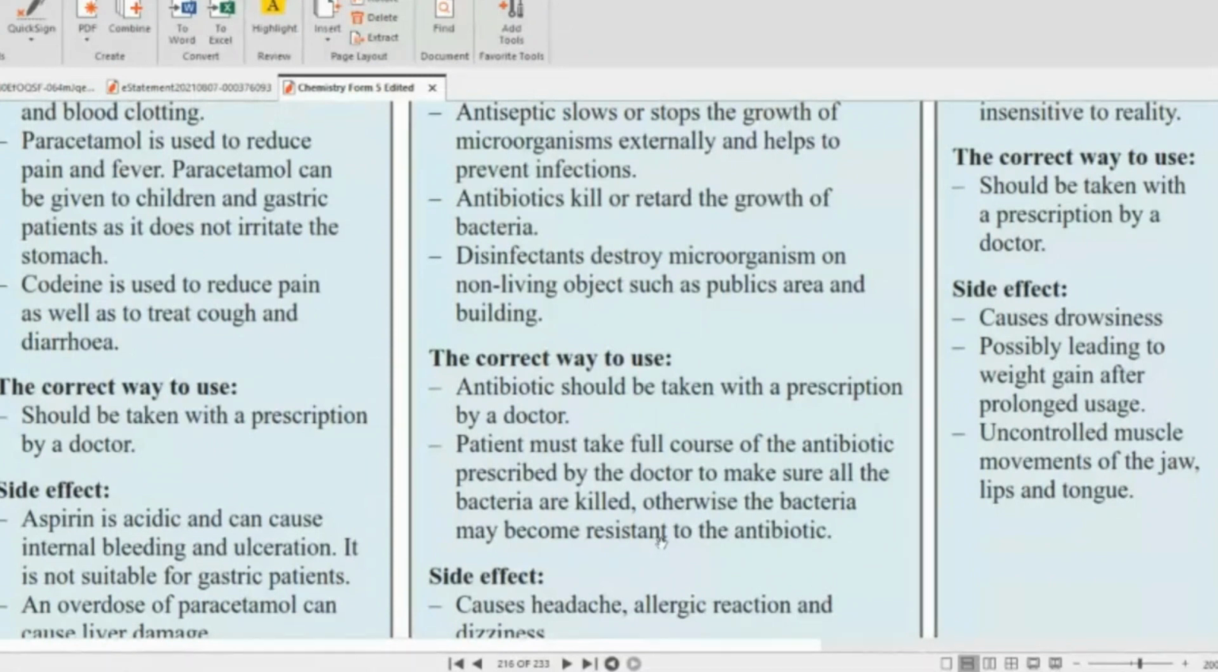Otherwise, if the bacteria become resistant to the antibiotics, it means that in future the same type of antibiotics will no longer be effective to cure the disease. You need to find another, stronger one. Then it will be a big problem for you.